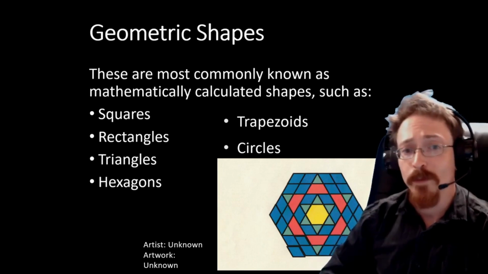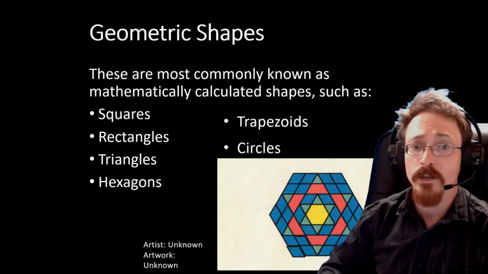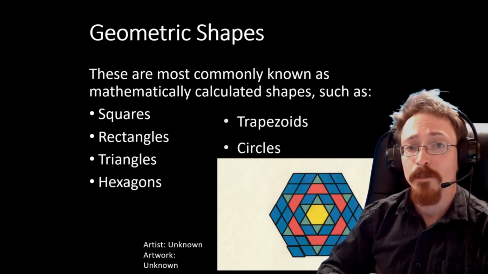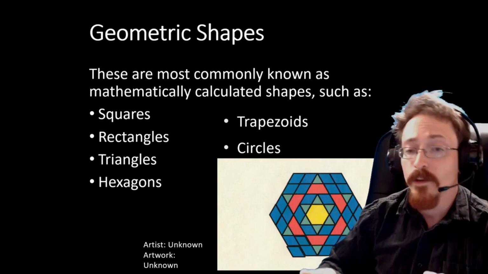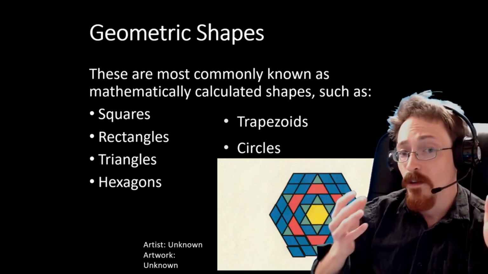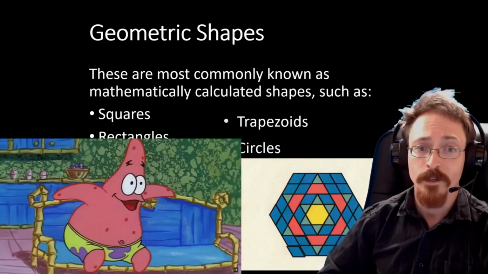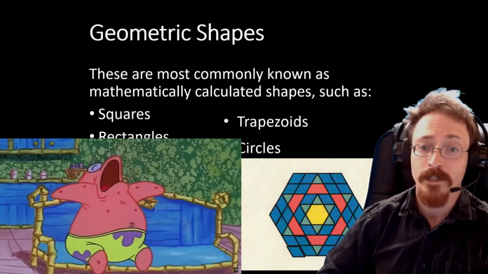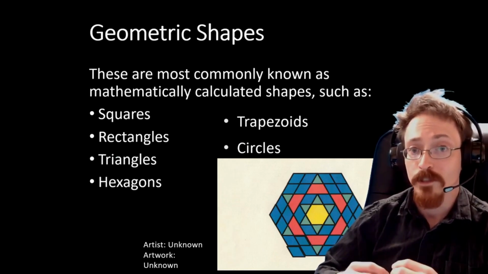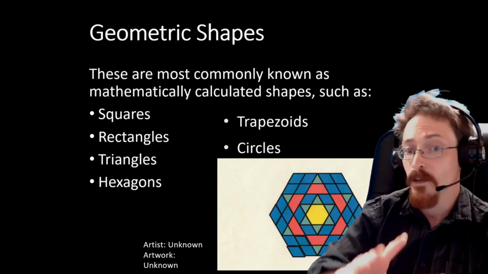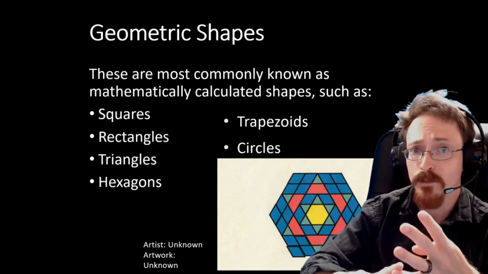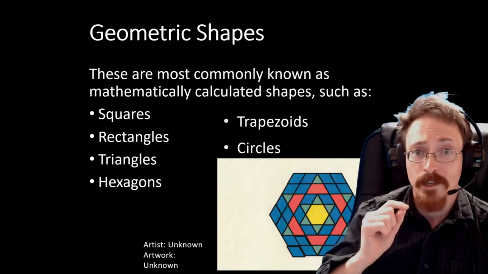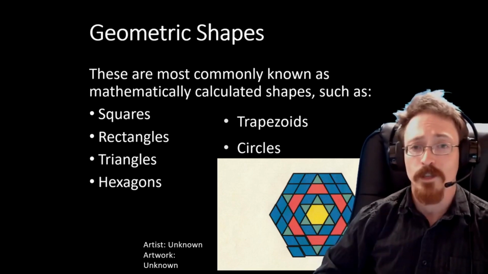So what the word geometric means is it comes from the word geometry, and geometry is basically math. So all of the shapes that you see on the screen right now are geometric shapes, which means they are created using math. So you can use math to create a square, a rectangle, a triangle, a circle. If it's a shape that you recognize, it's a geometric shape.